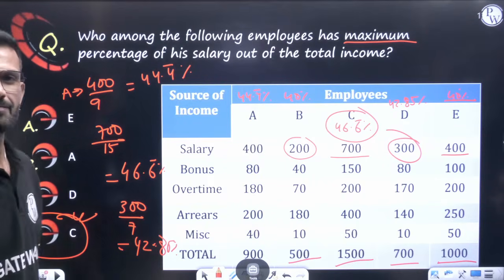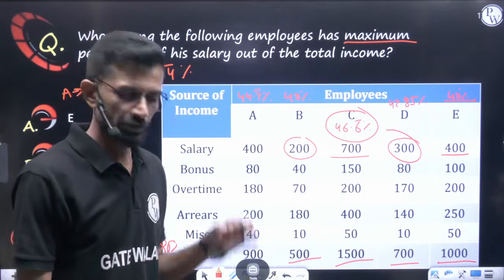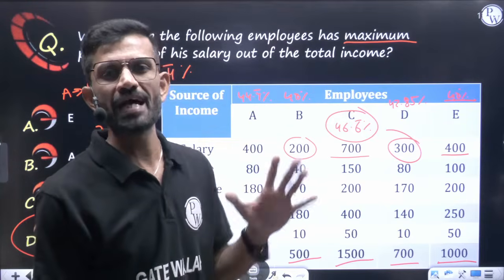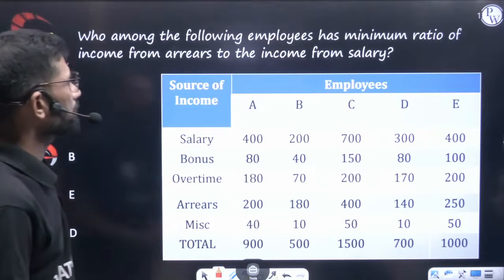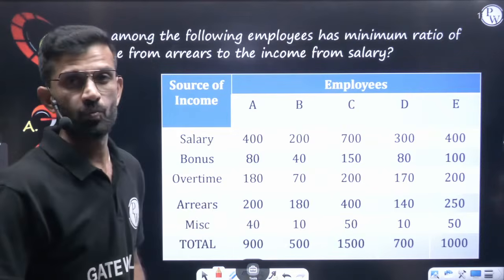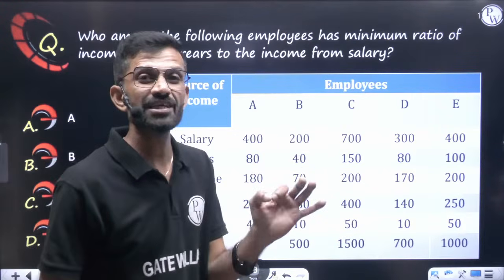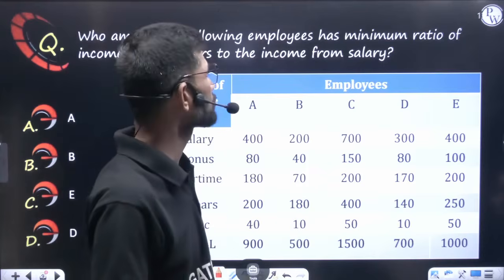This is our answer. Clear? You have to understand the question. You should be good at the basic calculation. Moving further, the next: who among the following employees has the minimum ratio? As I said, averages, ratio, percentages, you should be good at these topics.